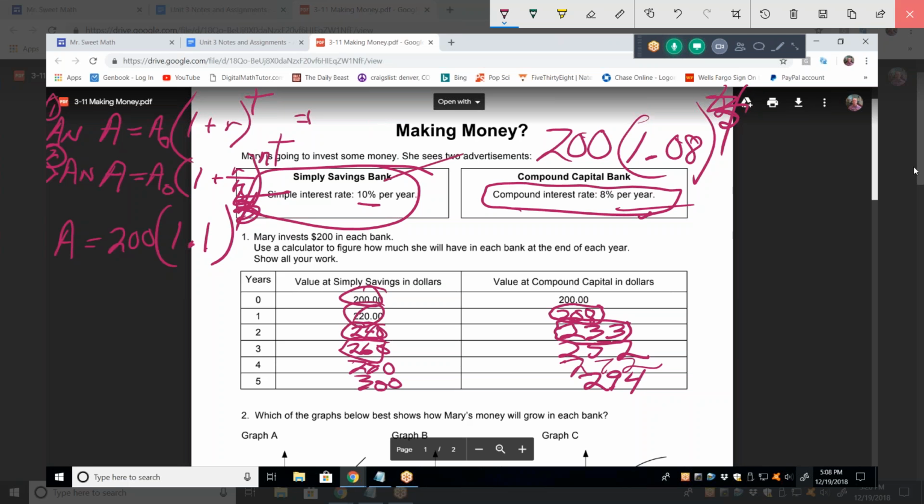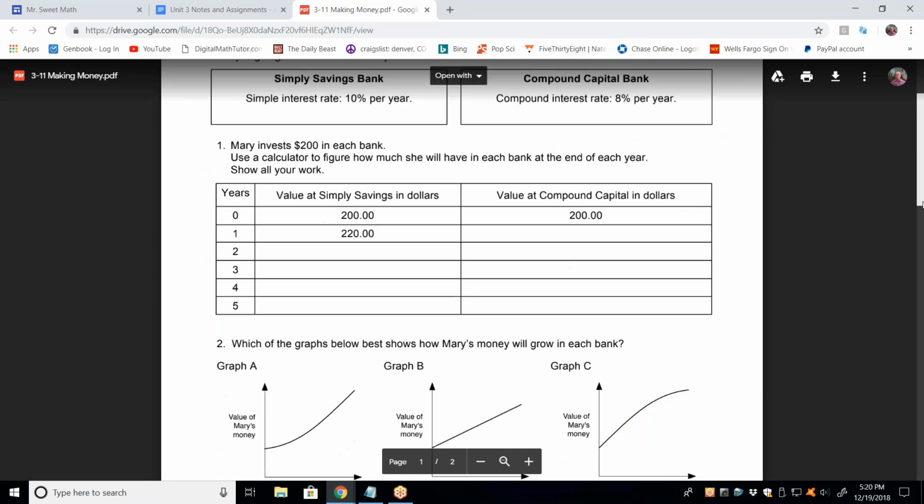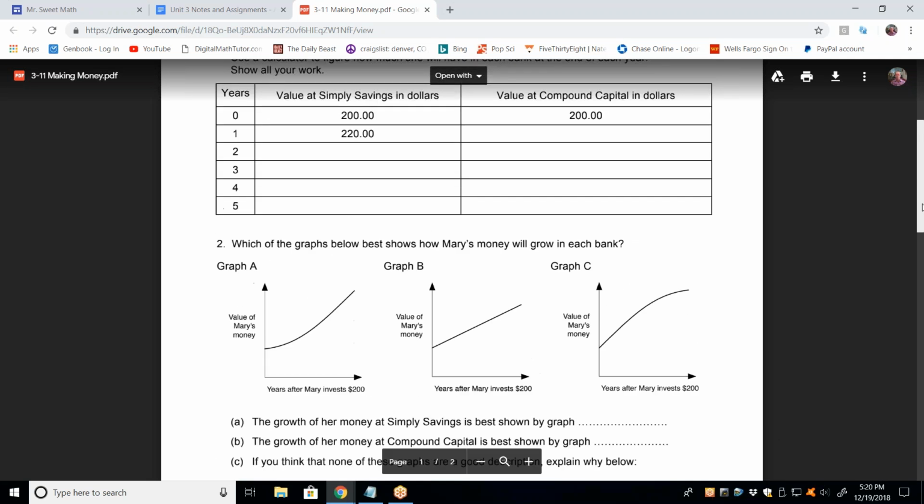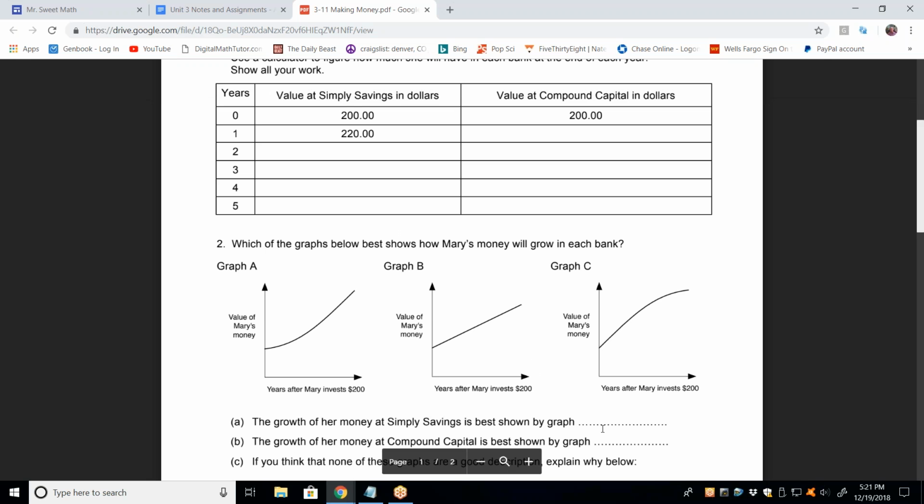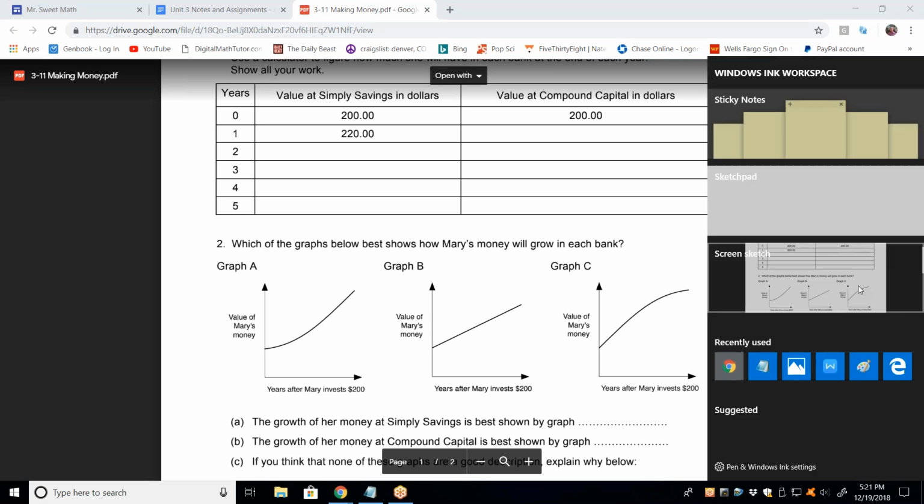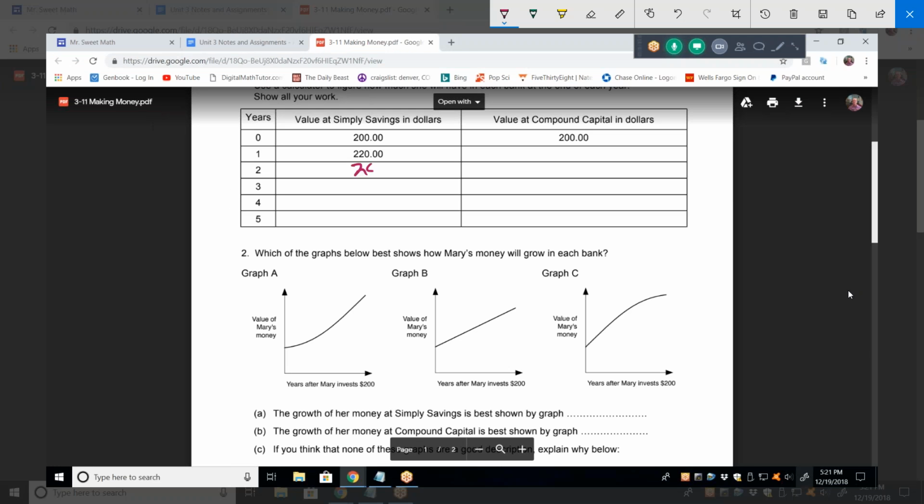Okay, so I need to scroll down here. So, which graph represents the left column? Would it be the C? No, it's linear. In other words, it went up by the same amount, the slope is the same. The thing isn't working. Just a second. I'll get it working. It went 240, 260, 280, 300. That's a constant slope. That is a straight line.